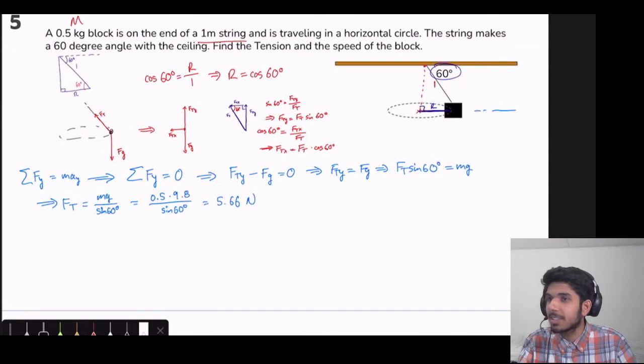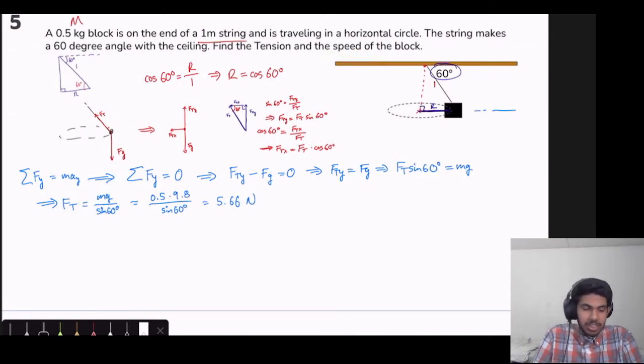Does that check out? Yeah, it should. So that is the tension in the block, and that was the first part of the question. We also have to find speed, but we already calculated tension and we didn't have to worry about circular motion. So this was just a nice review question of what we've done previously.